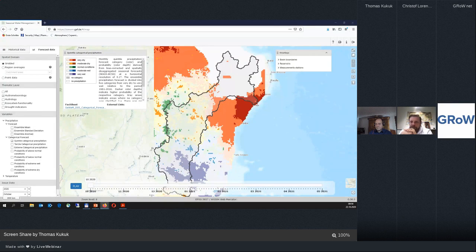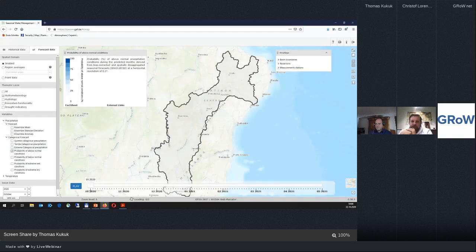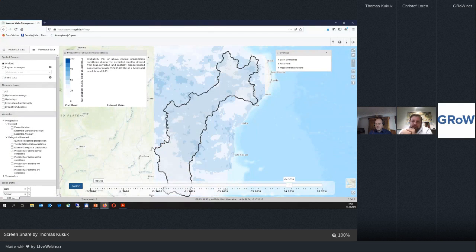Nevertheless, if we see a warning in our tool that, for example, extremely dry or extremely wet conditions are forecasted, this does by no means indicate that these conditions will occur for sure. We are always dealing with probabilities. This is also why we have included these forecast probability ranges in the tool, so that users, water managers, and other experts can decide by themselves if a forecast is certain enough to initiate some kind of action.